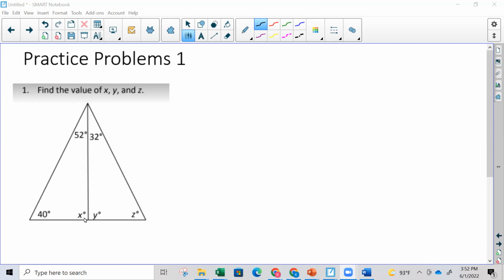Be careful, we don't know that these two angles are equal. I know they look like they're equal and they look like they're 90, but we don't actually know that. So we need to figure out x, y, and z, their measures. And so you always want to start with the triangle that you know two of the other angles. So I can start with this left triangle here.